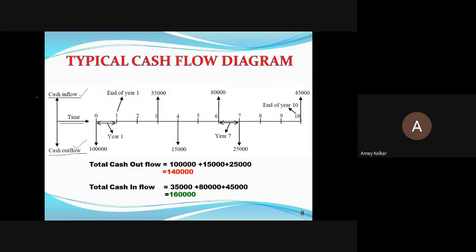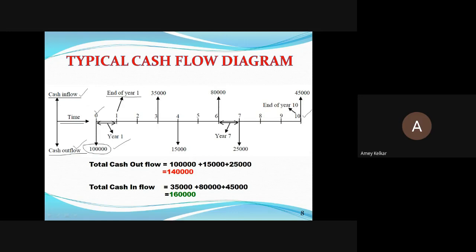So here I have put up a typical cash flow diagram where my time axis starts from 0, that is the point of investment, up to say 10 years. What is happening at the initial stage? I am putting in 1 lakh of rupees. From 0 to 1 means at the end of year 1.